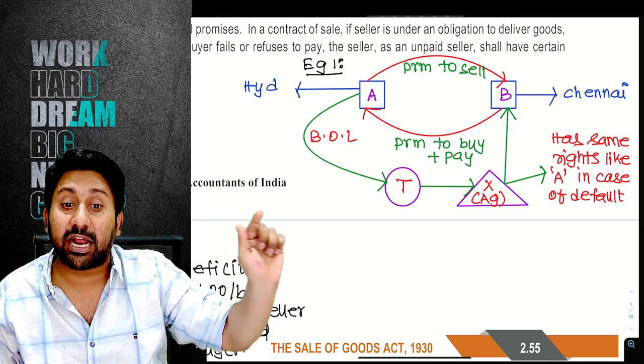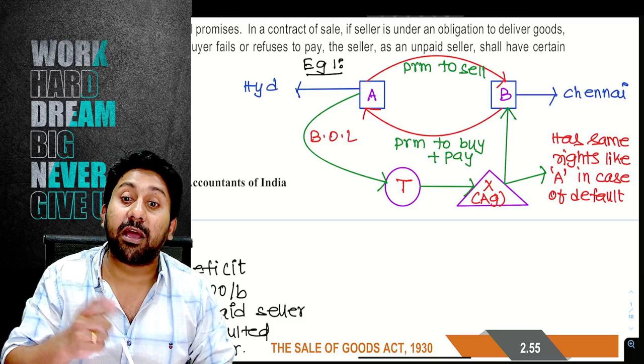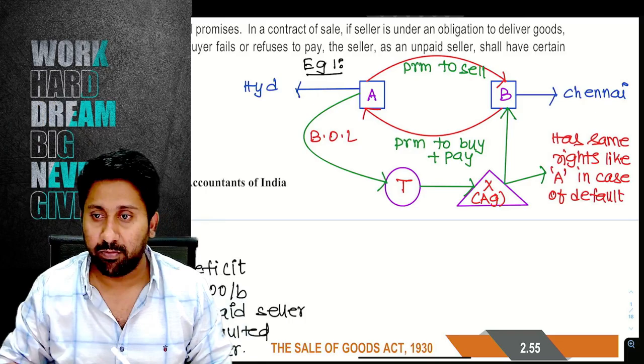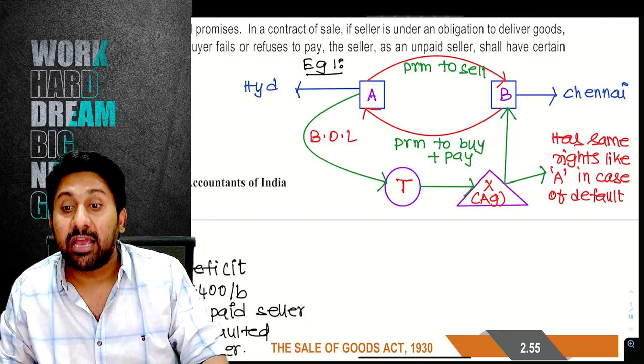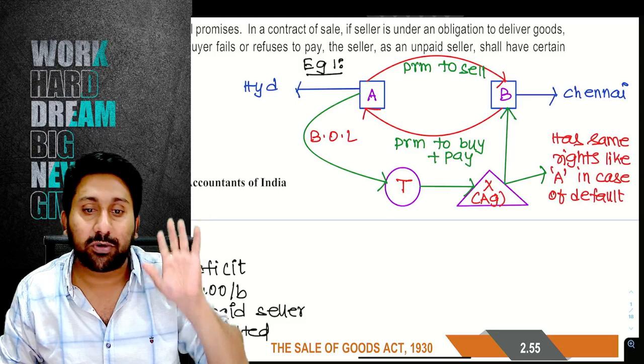X will receive the goods on behalf of A, and he will sell on behalf of A to Mr. B in Chennai. This is how they will do. If B commits a default in making the payment, X will have all the rights that A would have. That's what he wants to tell. That's why he has the same rights as A in case of default.